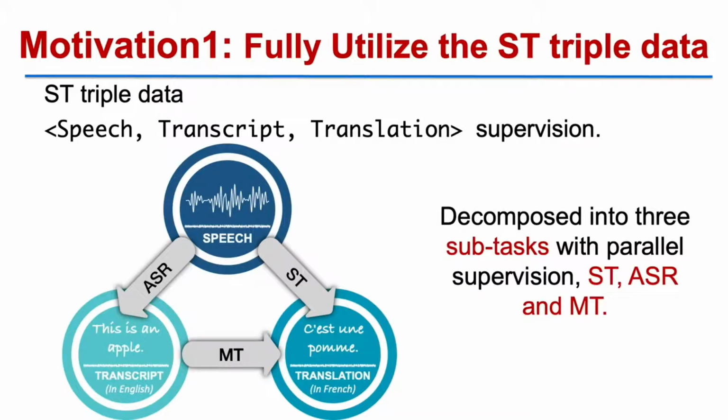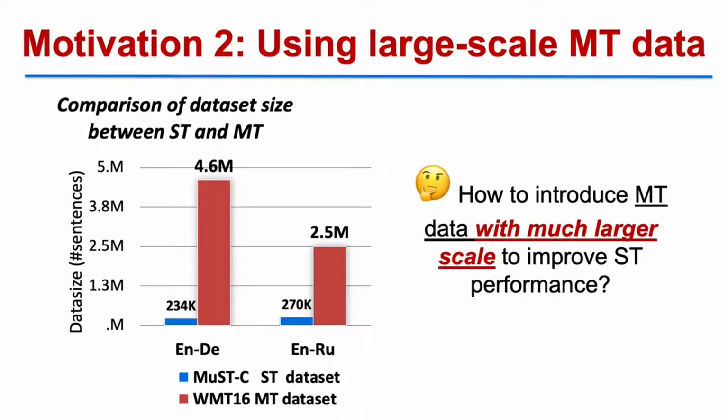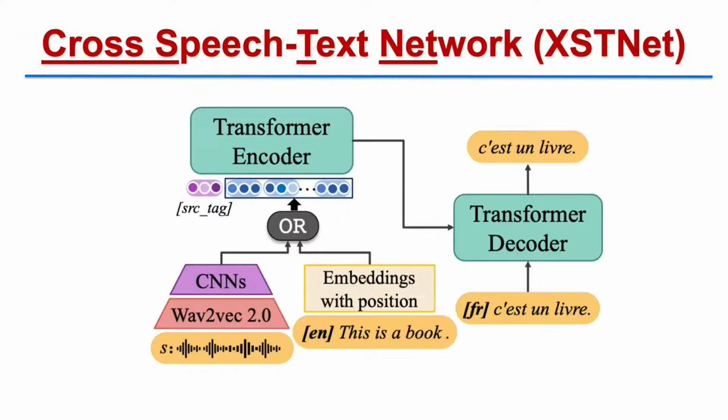In detail, motivation 1, that is to fully utilize the ST triple data, we find that for each parallel supervision, we can decompose them into three subtasks, ST, ASR, and MT. This makes a multitask learning framework. For the second motivation, we try to introduce larger scale MT data and a well-trained MT model to improve the ST performance. So here comes our framework, Cross-speech text network, also known as XSTNet.